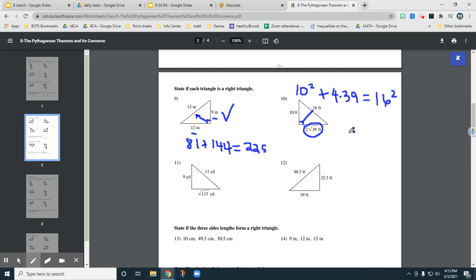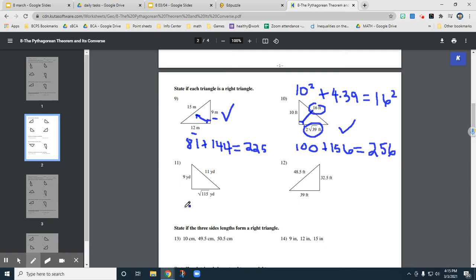So then I just set it equal to your hypotenuse squared. 10 squared is 100. 4 times 39 is 156. And 16 squared is 256. So is 100 plus 156 equal to 256? Yes, this is a right triangle.